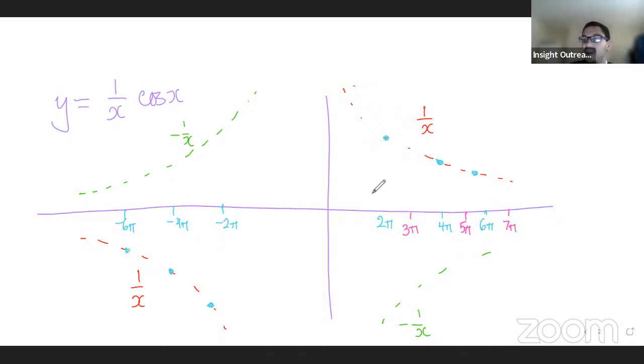on the negative 1 over x graph, because cosine is equal to negative 1, so minus 1 times 1 over x gives us minus 1 over x. So I know these ones are going to lie on here, and here, and here. And then minus 3 pi will be on the minus 1 over x graph in green, and then minus 1 over x in here.